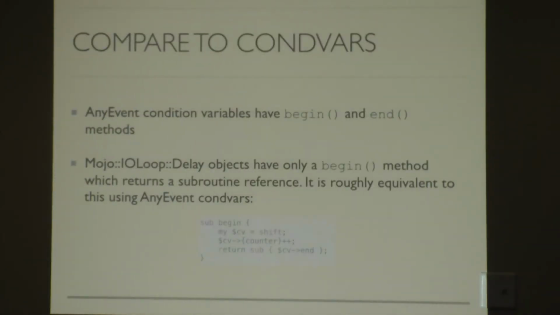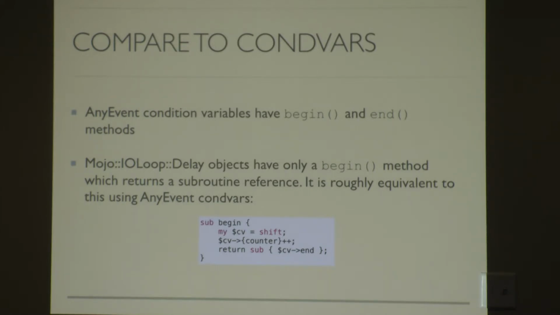So there are some comparisons we could make to AnyEvent. AnyEvent condition variables have a begin and an end that we saw. We fired off the begin, and when we're done, we fire off the end. And that tells the condition variable we're done when it gets down to 0. Mojo IOLoop delay only has a begin method, but that begin method is very powerful. It returns what we would normally call the end. It's a callback. It returns a callback. So it's a function that returns a function.